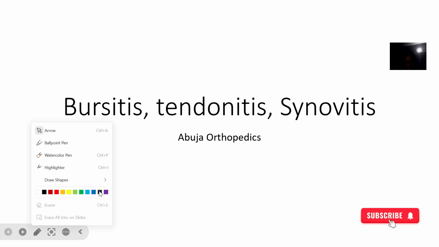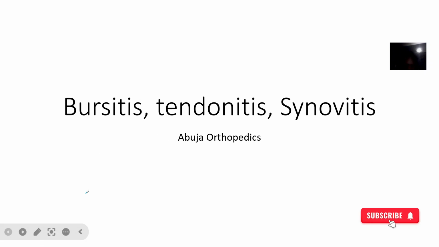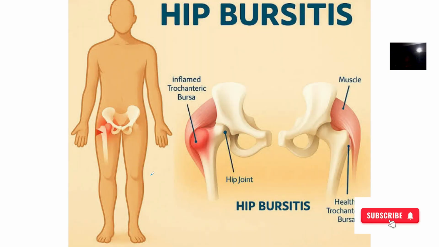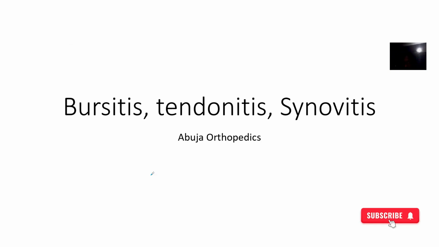Now I'll try to address one or two inflammations in the soft tissues. This one usually occurs around the joint. I will talk about bursitis, which is inflammation of a bursa. We'll talk about tendonitis. We'll talk about synovitis, which is inflammation of the synovial membrane.